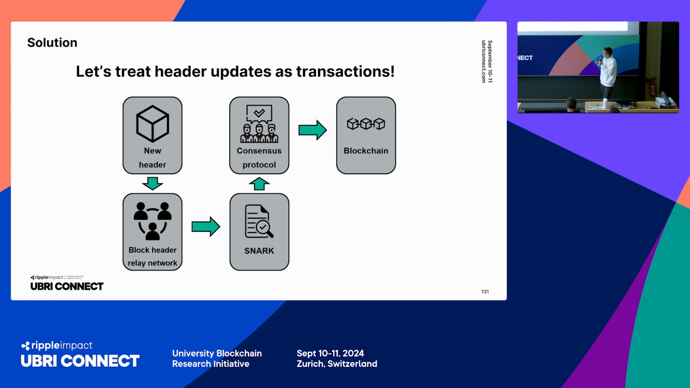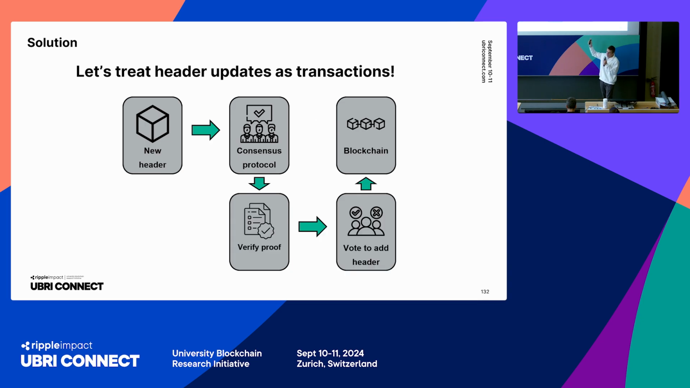If we look deeper into that, we get the new header. It goes through the block header relay network that generates the snark we mentioned. It can be generated because XRP and EVM both have a light client verification protocol. It will generate this snark that will be sent to the consensus protocol. Then the validators of XRPL will verify the proof and vote to add this header to the header list that's stored on the blockchain. How this header list is stored is more on the application or implementation side of the bridge. But since it could grow pretty rapidly, one of the proposals was to use a Merkle tree to save space.